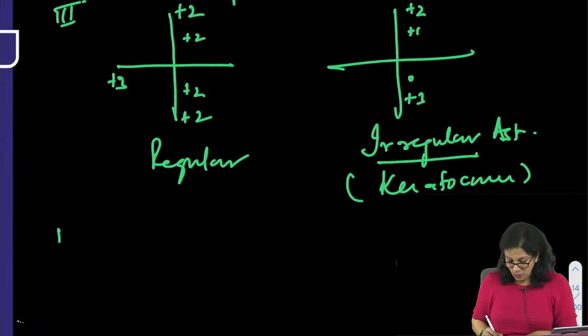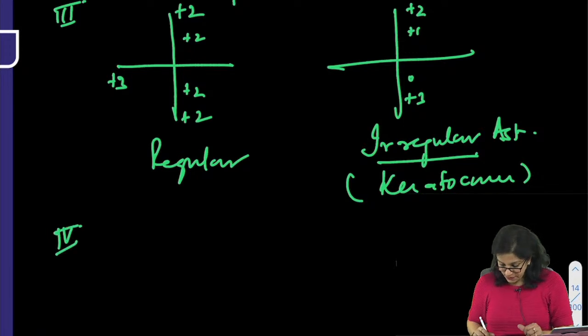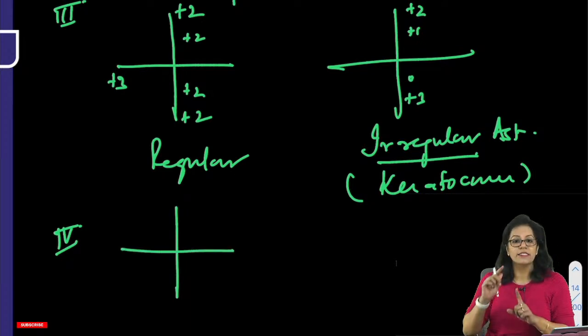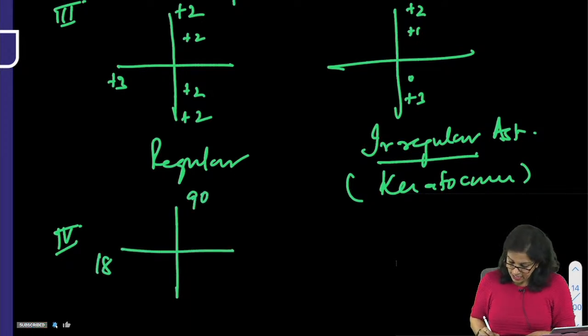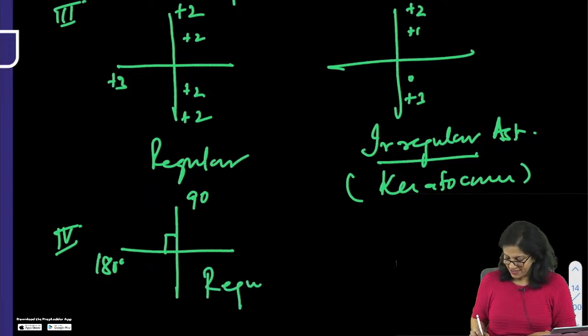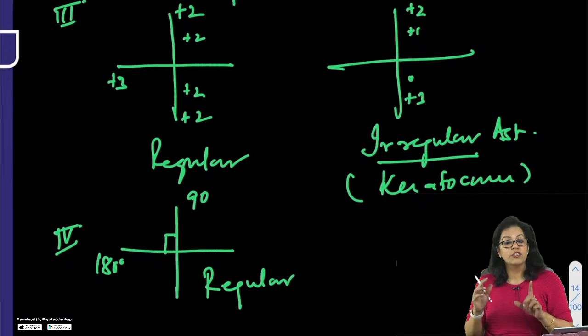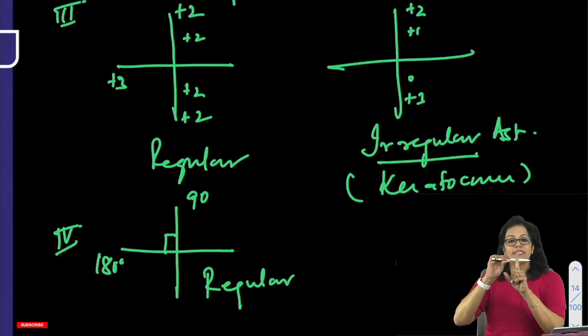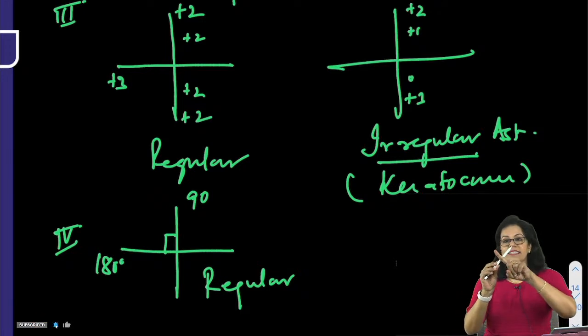What was the fourth way? How do we classify in the fourth way? The fourth way is this: normally the principal axes are at 90 and 180, and there is a 90 degree angle between them. If this is the case, this is also called regular. Okay? Now focus, listen to me. When the two principal axes are at 90 and 180, this is regular.